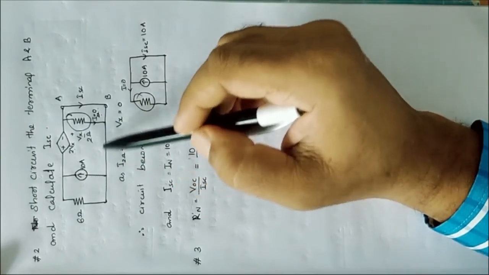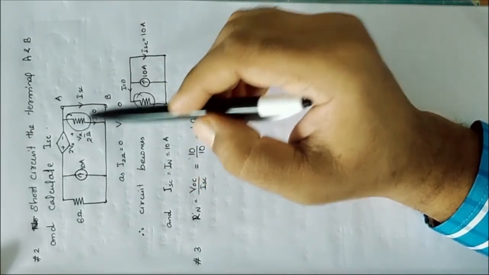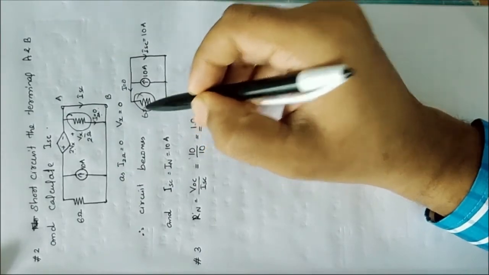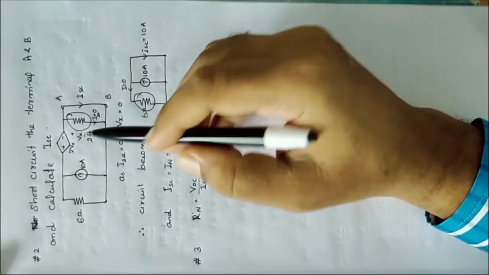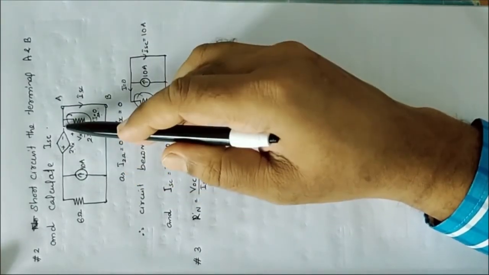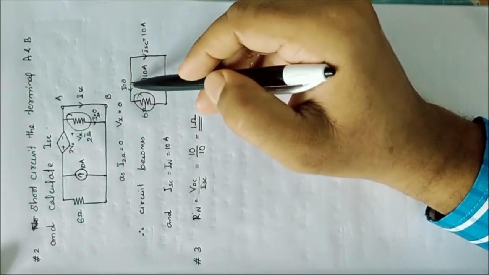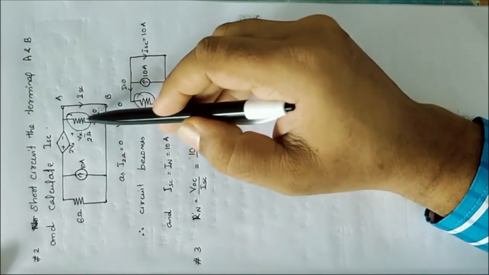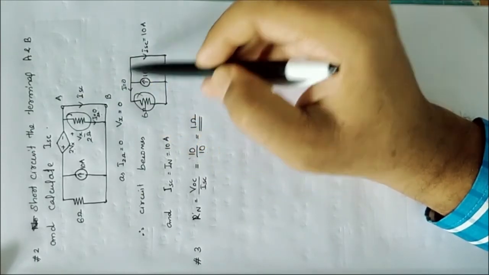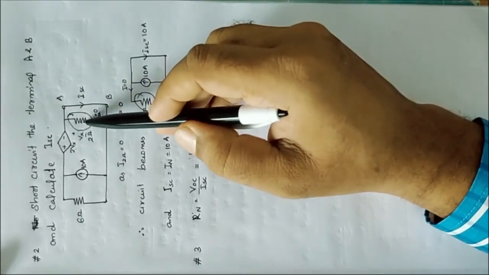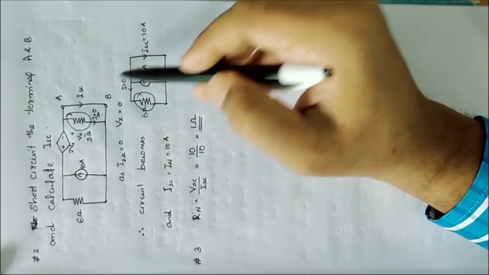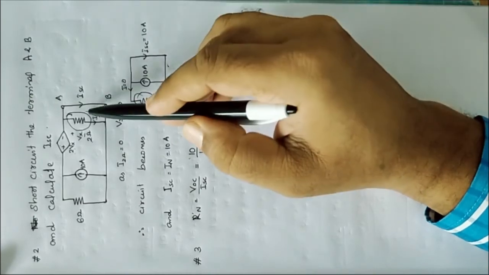So correspondingly, the equivalent circuit becomes like this. This is your 6 ohm. Then this is the current source. This voltage source is 0, so it can be short circuited. And the current flowing through this resistance is 0, so there is no need to represent it. It is just like an open circuit. So this is the equivalent circuit corresponding to that situation.